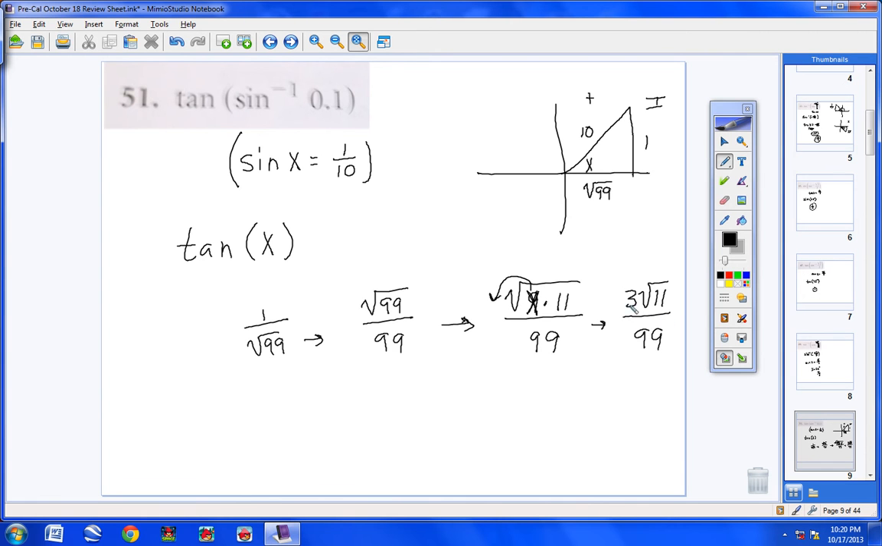Now, look at my outside numbers. My outside numbers are 3 and 99. Please do not try to reduce 99 and 11. 11 is under a radical, 99 is not under a radical. You cannot reduce those two numbers, but you can reduce these two numbers right here. And 3 goes into both of those numbers. So this becomes a 1, and this becomes a 33. So your final answer is 1 square root of 11 over 33. And you do not need that 1 if you don't want to put it. We can just say square root of 11 over 33.